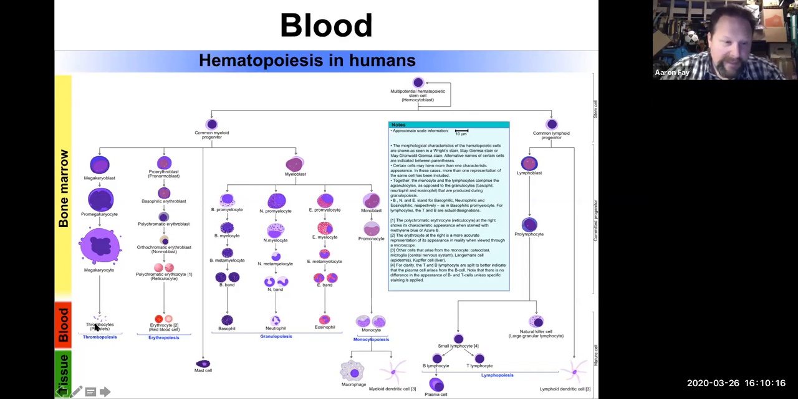So where do platelets come from? Where do red blood cells come from? Where do the various white cells come from? You can kind of figure out how they're related to each other through this tree. But we'll talk a little bit more about it at the end. But just to kind of calm your nerves a little bit, most of the stuff in here you don't really need to worry about.